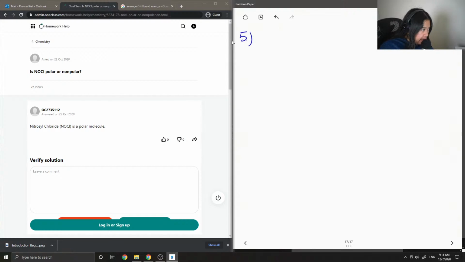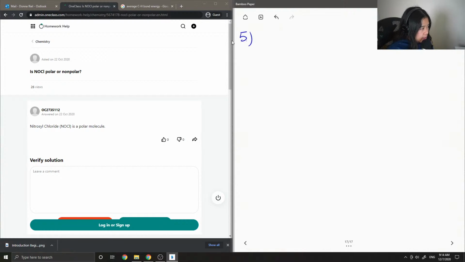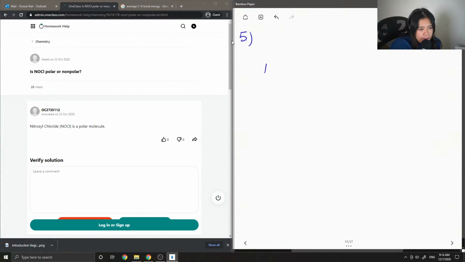Okay, so question 5 asks, is nitrosyl chloride polar or nonpolar? Let's draw out this compound. We have nitrogen in the middle. It is double bonded with oxygen and just singly bonded to chlorine.